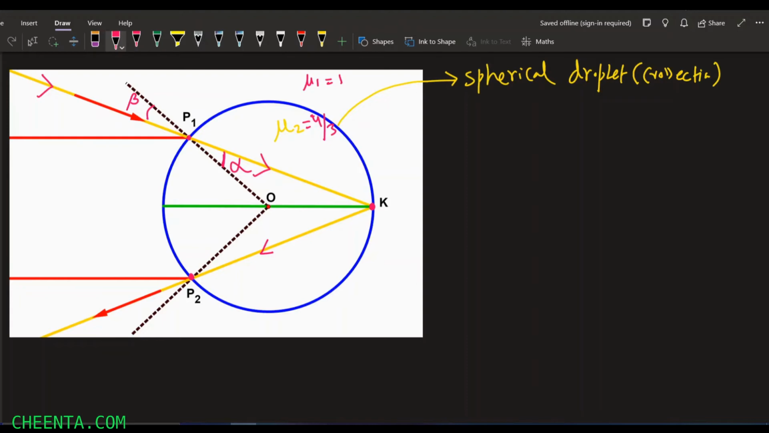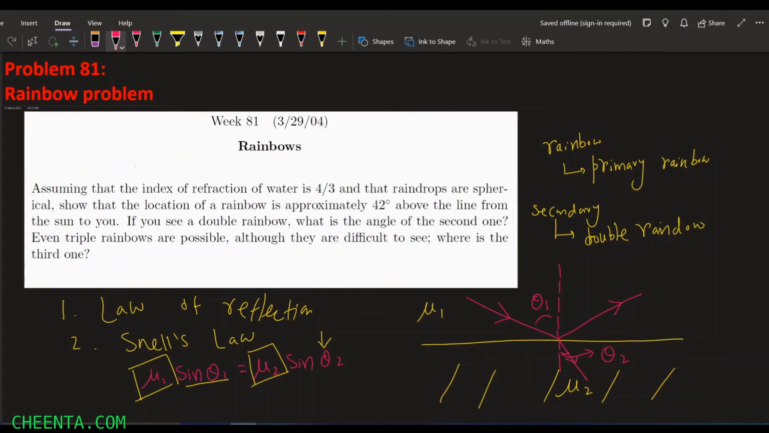Now, what is the thing you have to find out in this setup? The thing you have to find out is the angle between the ray which is coming from the sun and the ray which is coming out of the droplet. Why? Because in the problem it is told to show that the location of the rainbow is approximately 42 degrees above the line from the sun to U. Here U is the observer.